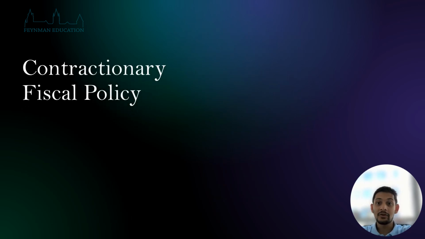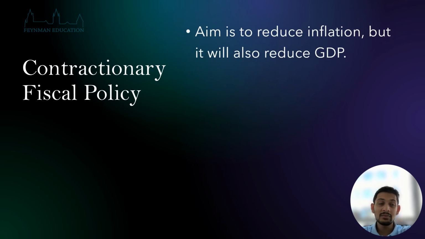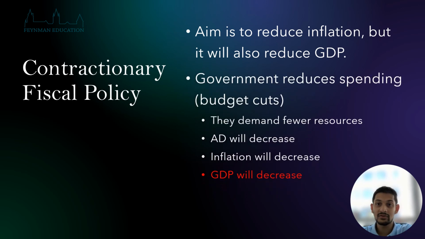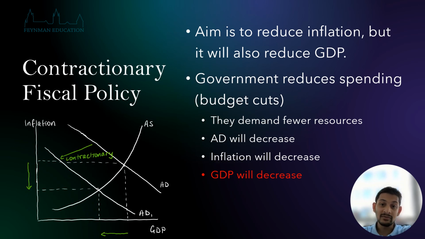And if we were to look at contractionary fiscal policy, well, like we said, the aim is to reduce inflation, but also negatively, GDP will reduce. And by doing this, we can have a look at both examples. So if the government reduces spending, so they're building fewer schools and roads and hospitals and so on, that means that they're going to demand fewer resources. By demanding fewer resources because they don't have as many things to build or supply, that means aggregate demand will decrease, and therefore inflation will decrease and GDP will also decrease.